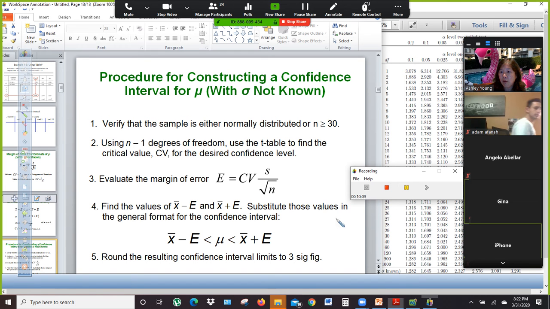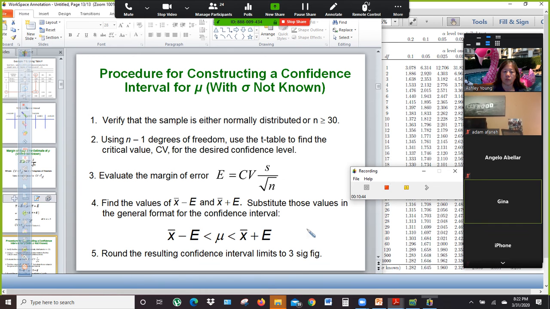The procedure for constructing a confidence interval for mean with sigma not known. 1, verify that the sample is either normally distributed or n is greater than or equal to 30. 2, using n-1 degrees of freedom, use the t-table to find the critical value CV for the desired confidence level. 3, evaluate the margin of error E equals CV, critical value, times standard deviation S over square root n. 4, find the values of x bar minus E and x bar plus E. Substitute those values in the general format for the confidence interval: x bar minus E is less than mu, which is less than x bar plus E. 5, round the resulting confidence interval limits to 3 decimal places.